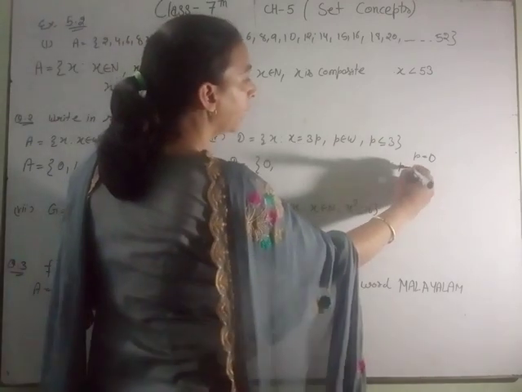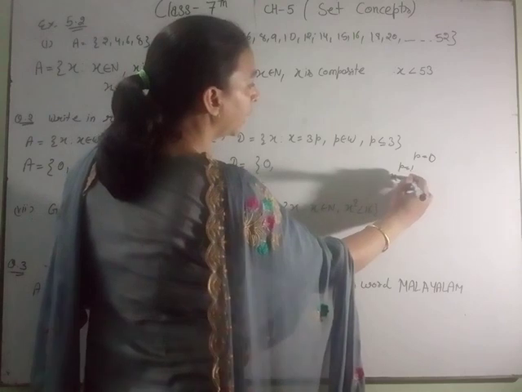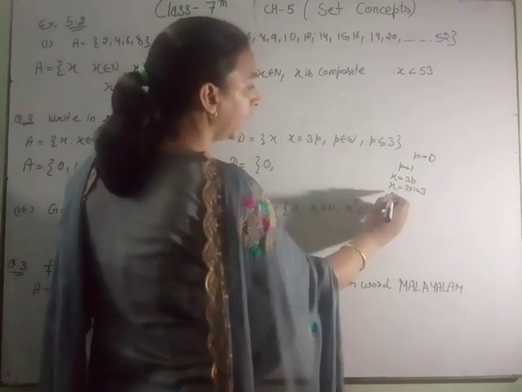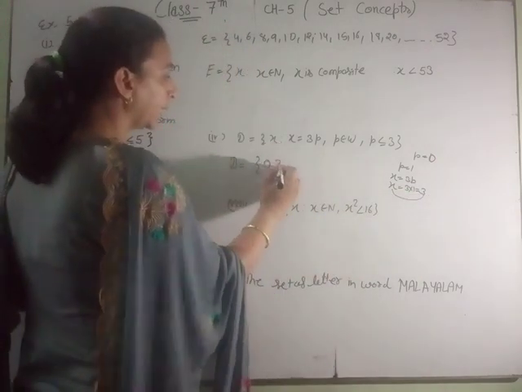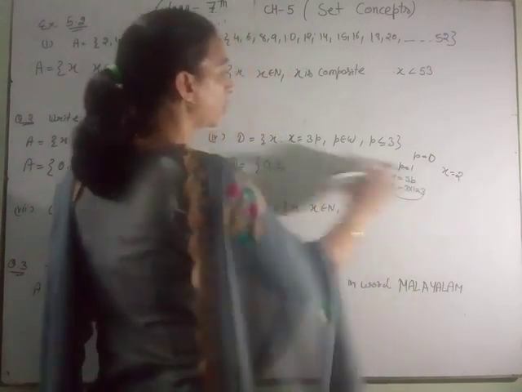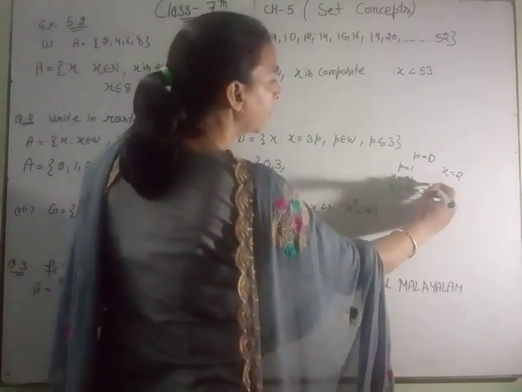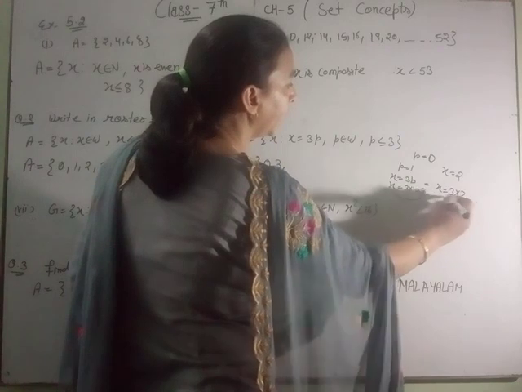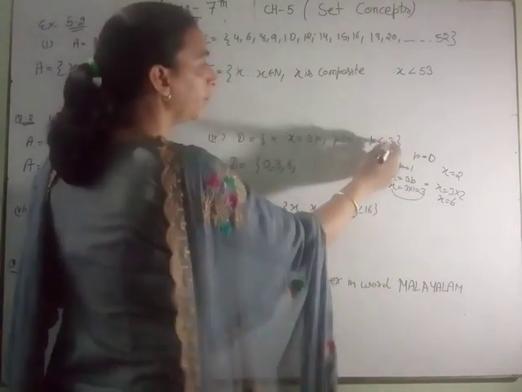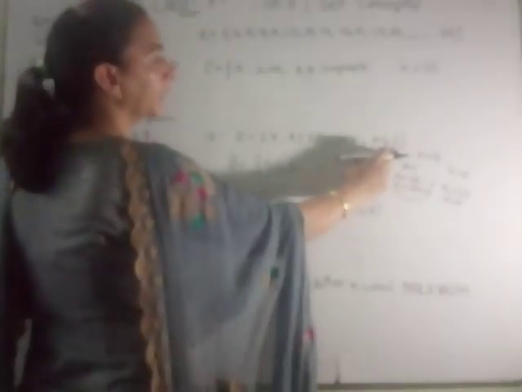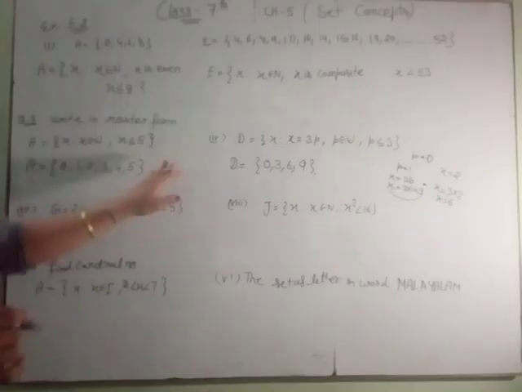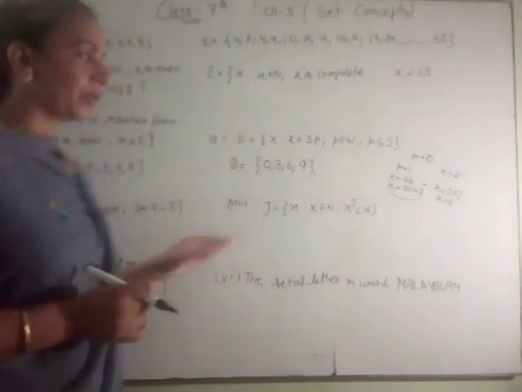Next we take p equal to 1, then x equals 3p, that means x equals 3 into 1, which equals 3. So next x is 3. If we take p equal to 2, because 2 is a whole number, then x equals 3 multiplied by 2, then x equals 6. Next is 6. If we take p equal to 3, because of the equal sign, then x is 9. Okay, these are the elements of set D and this is the roster form.